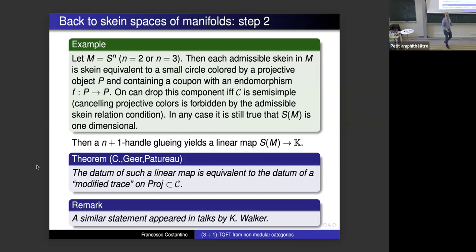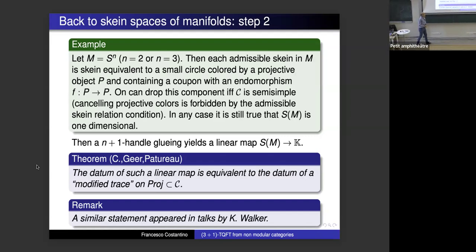So what would be then, let's go back to our strategy. This is an example of a vector space associated to a sphere. What would be then a linear map associated to a 3-handle? So if I make a sphere disappear by gluing a ball, what happens? I should have a linear map from the skein space of the sphere to K.